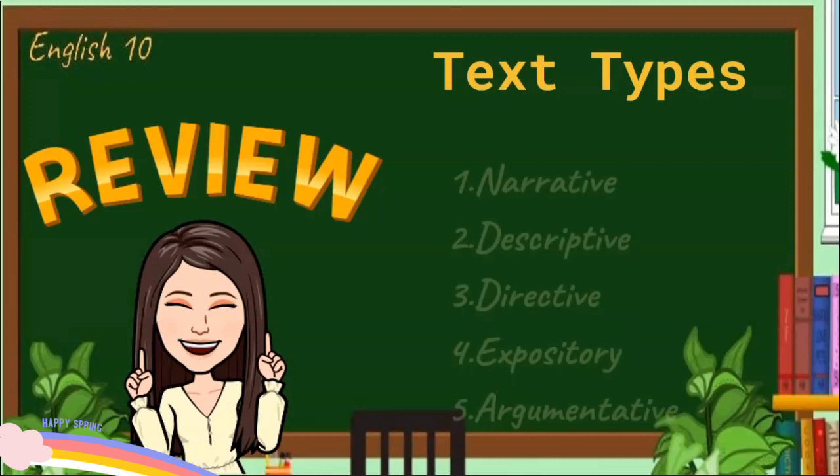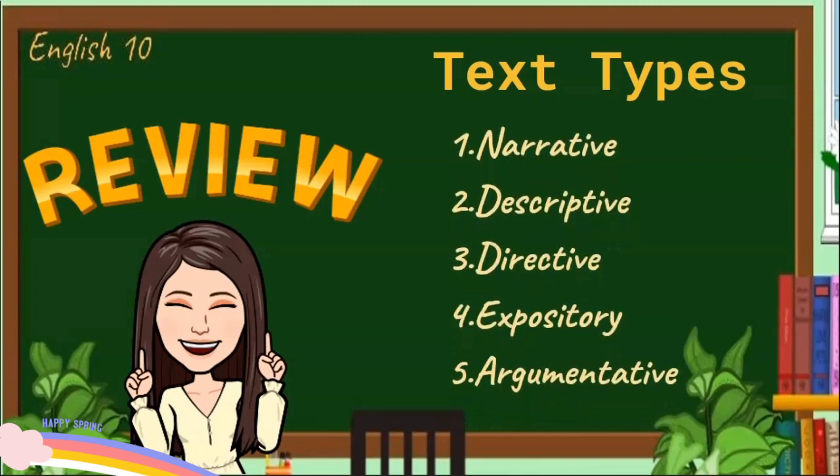First is a narrative text. Second is expository text. Third is a descriptive text. Fourth is a directive text. And the last is an argumentative text. I hope you have answered your worksheet correctly.